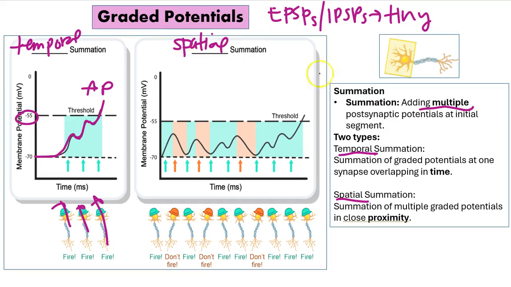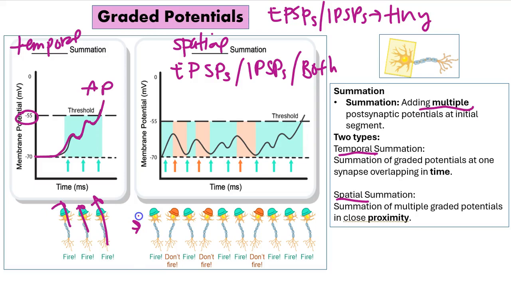Now, when it comes to spatial summation, there are a lot of ways it can happen. You can have a bunch of EPSPs near one another, a bunch of IPSPs near one another, or both EPSPs and IPSPs right next to one another. So we're going to get an example of when both of them are happening.